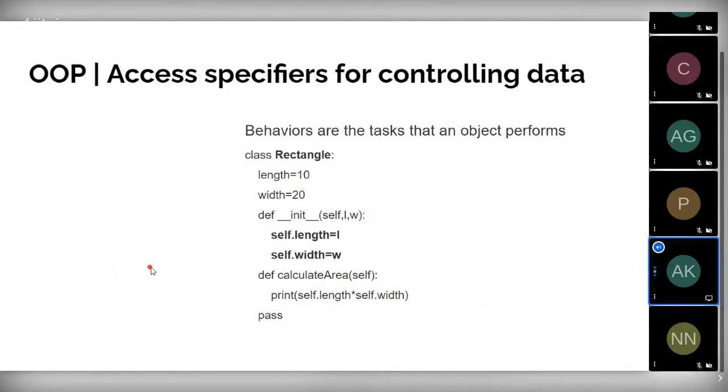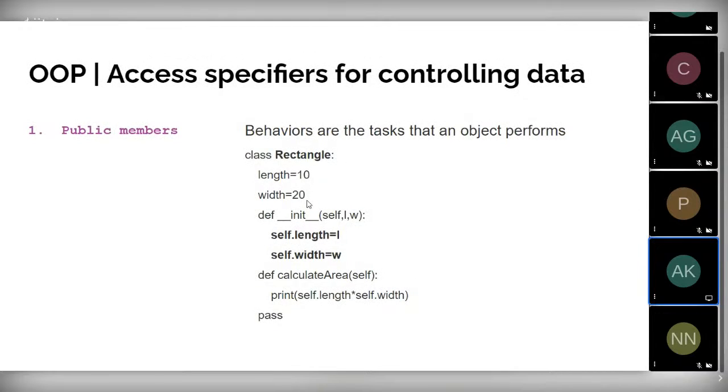Public members are generally accessible to everyone. Anyone creating the object of your class can get the public members. I think I gave you this example in yesterday's class: length and width. We are not providing any access modifier, so this length and width are public. Anybody can get the length and width value, and anybody can set them. These are accessible to everyone. Is this clear to everyone?